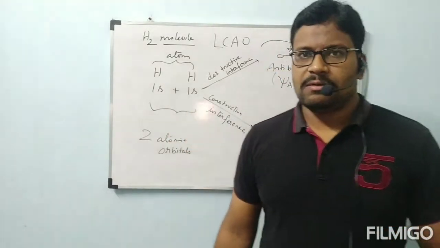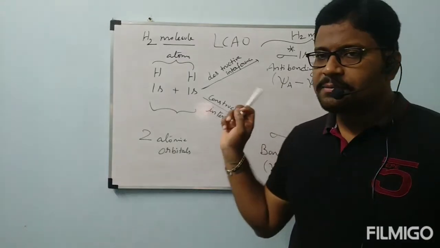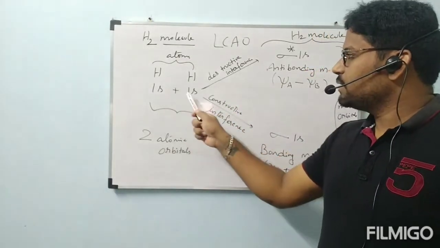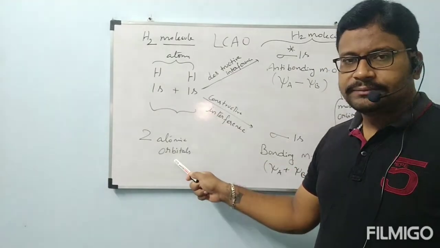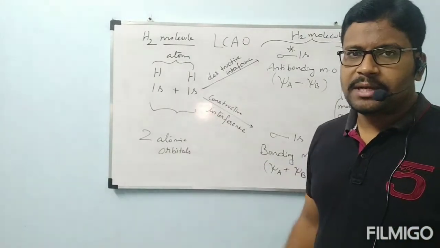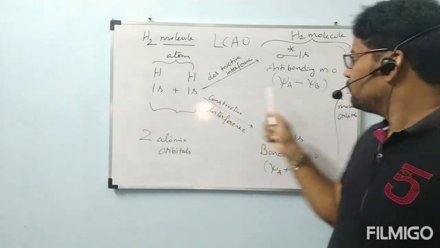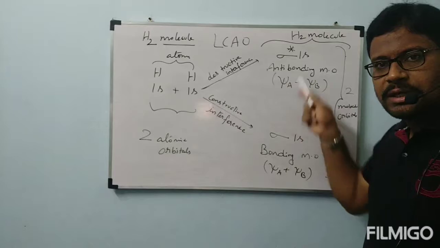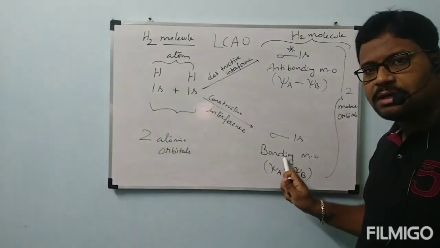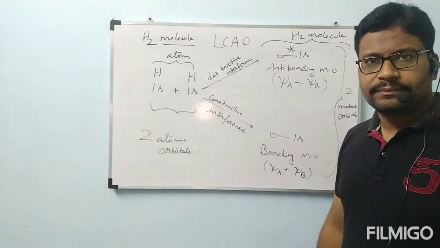Yesterday, we saw 1s and 1s. If they combine to form bonding and anti-bonding molecular orbitals, which type of orbitals will be formed? 1s and 1s are atomic orbitals. How many atomic orbitals are there? Two atomic orbitals. Two atomic orbitals combine to form two molecular orbitals. Out of the two molecular orbitals, one is a bonding molecular orbital and the other is an anti-bonding molecular orbital.